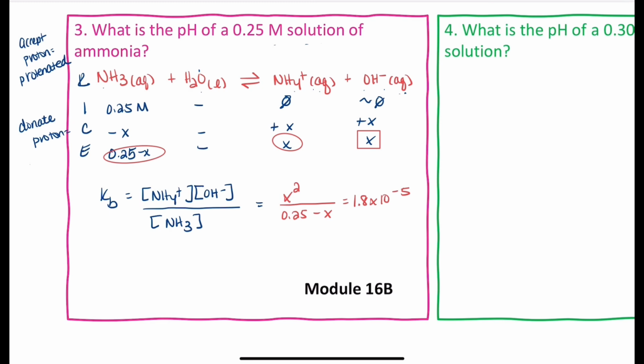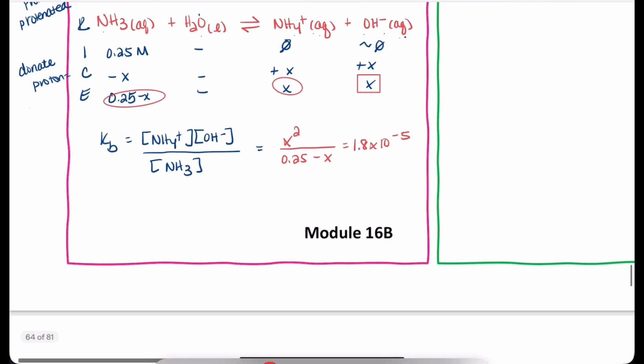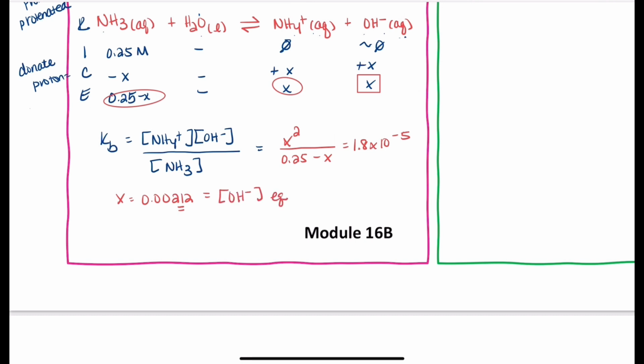Go ahead and solve for x. And x here is equal to 0.00212, but I do need two sig figs, so technically it's 0.0021. I'm just carrying one extra digit right now to prevent round off error. And remember what this means. This is equal to my hydronium concentration at equilibrium because it represents X, which is my hydronium concentration. So when I take the negative log of that, I'm actually going to find pOH.